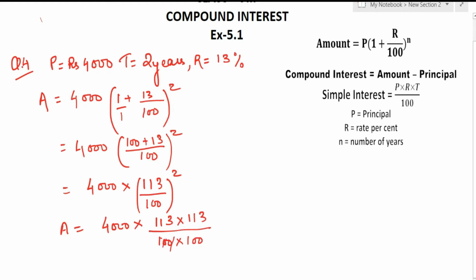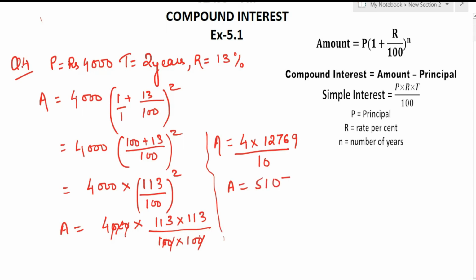Now this 00 is going to be cancelled, and again this 00 is going to be cancelled. Now let's leave this 10 like that only, so that the division can become easy. Now we need to multiply 4 with the square of 113 and divide it by 10. So the square of 113 is 12,769. Now we need to multiply it with 4. After multiplying with 4, we are getting the answer as 51,076 divided by 10. So now let us divide by 10.